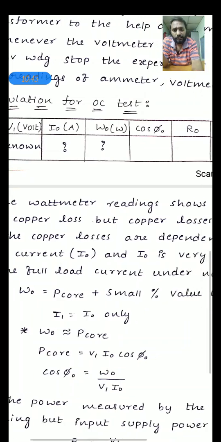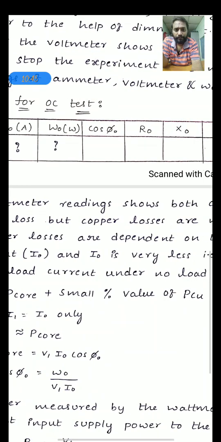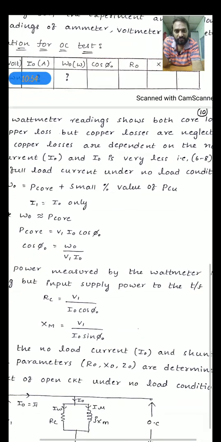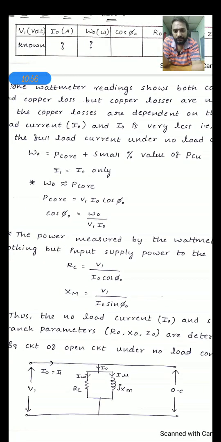Now in this table, the remaining parameters are cos phi naught, RC, XM and Z naught. By using mathematical calculations we can find cos phi naught and the RC, XM and Z naught. So let us see how to extract these values from the mathematical analysis.